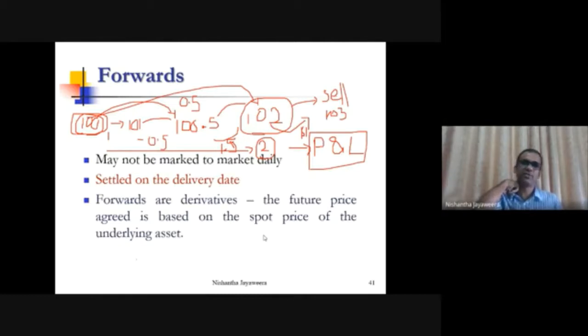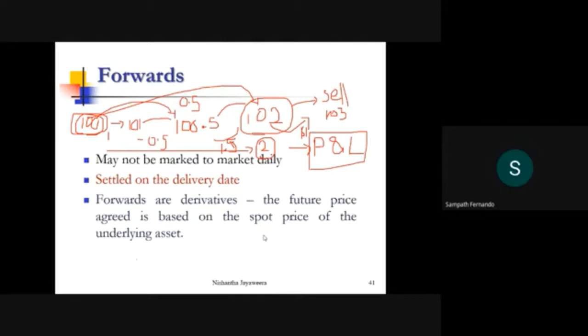Depending on where you held this futures or forward contract, you have to treat it in that way. But still, I'm not sure whether futures can be held in a held to maturity portfolio, because they are derivatives. Either you have to use hedge accounting or the other way. I think so.